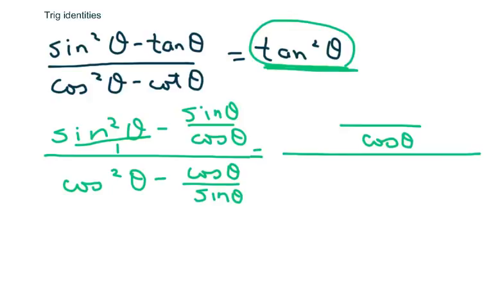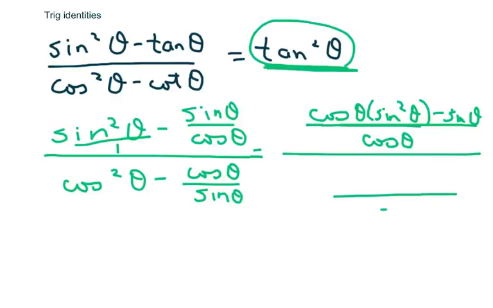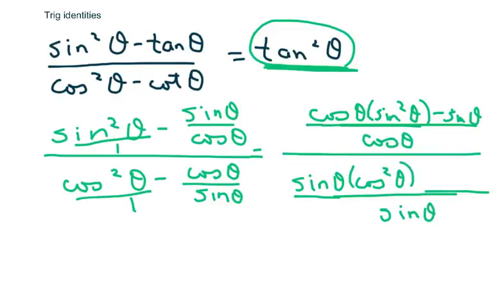So you kind of just cross here. So we're going to get cosine of theta times sine squared of theta minus sine of theta. And in the denominator, you do the same thing. My common denominator is sine of theta, so you just kind of cross. So multiply here. You're not actually cross multiplying, but it's kind of the same thing. Minus cosine of theta. Alright.